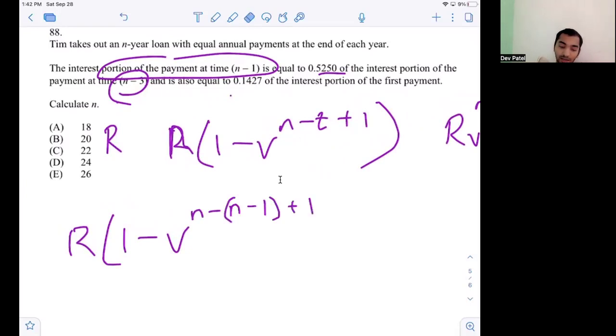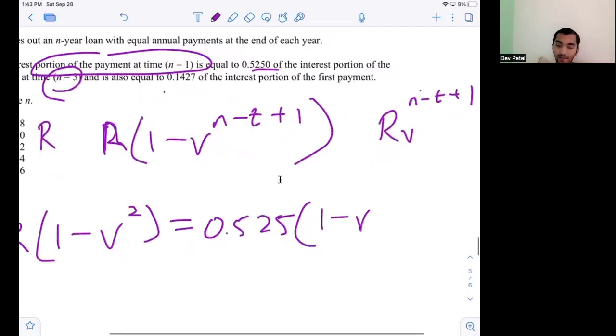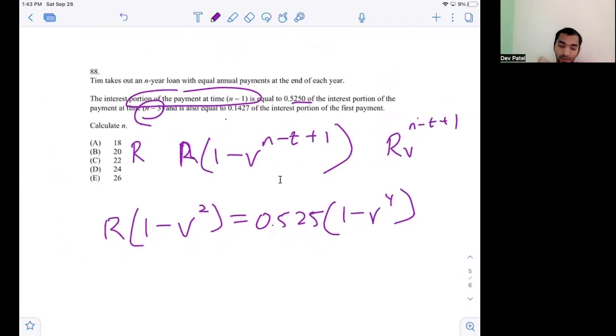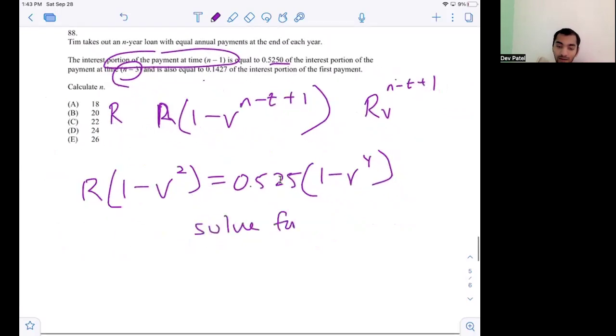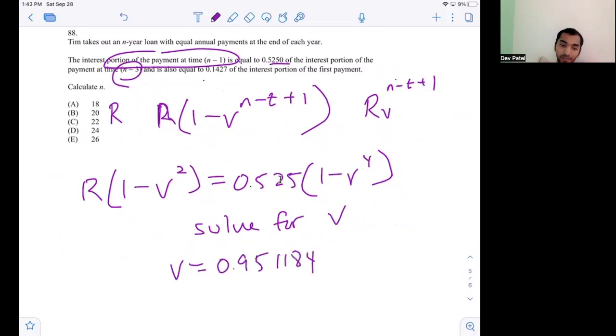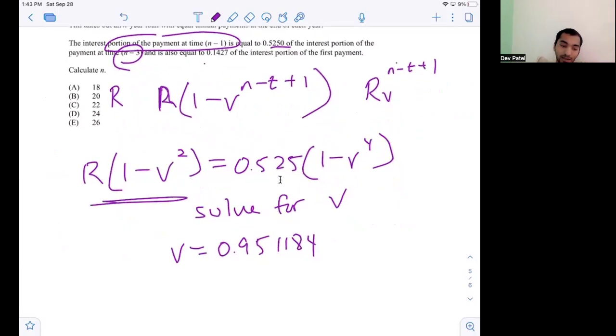In this case, we are going to cancel out the n's, and then this will give us v^2. That is equal to 0.525 times (1 minus v^4). Right? We went from a minus 1 here to a 2 here, going from minus 3 here to a 4 here. And now this we can solve first for v, and we are able to get that our v is equal to 0.951184.